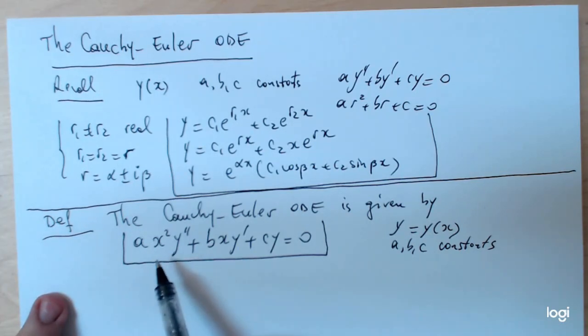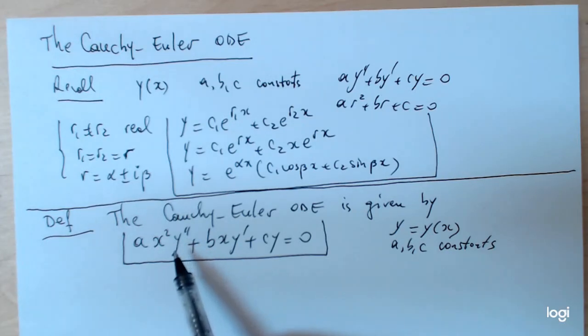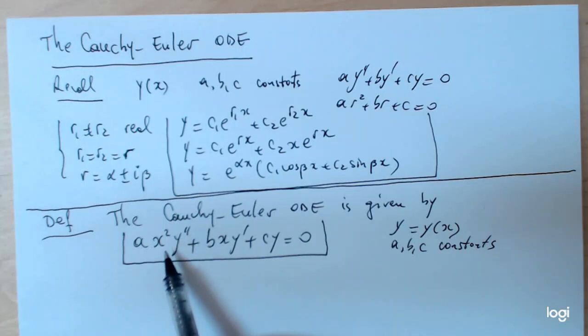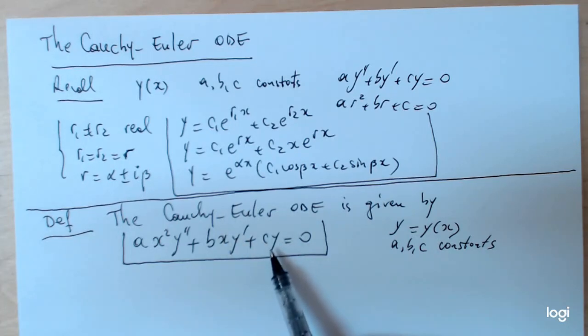Notice there is some sort of association between the power of x in each term and the order of the derivative. So you can actually extend this definition to higher order ODEs. y double prime has x squared multiplied by it, y prime has x to the power 1, and y by itself is just x to the 0 if you want, which is obviously 1. So you will see later which boundary value problems lead to this ODE.